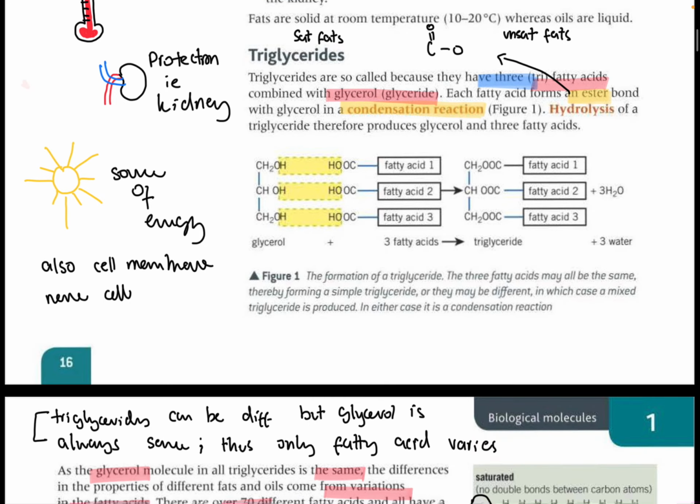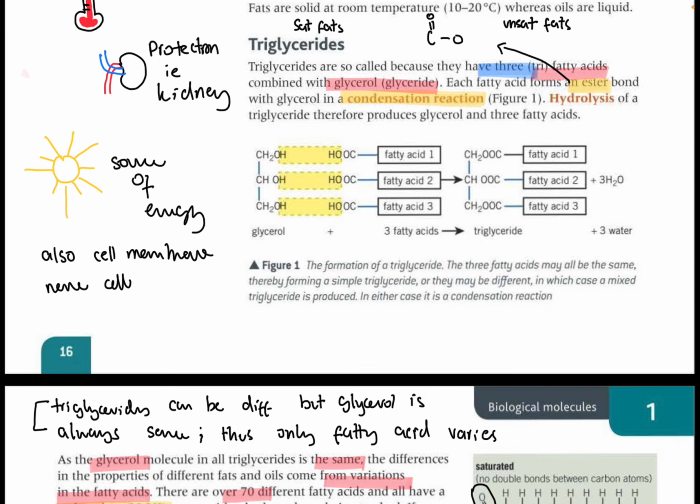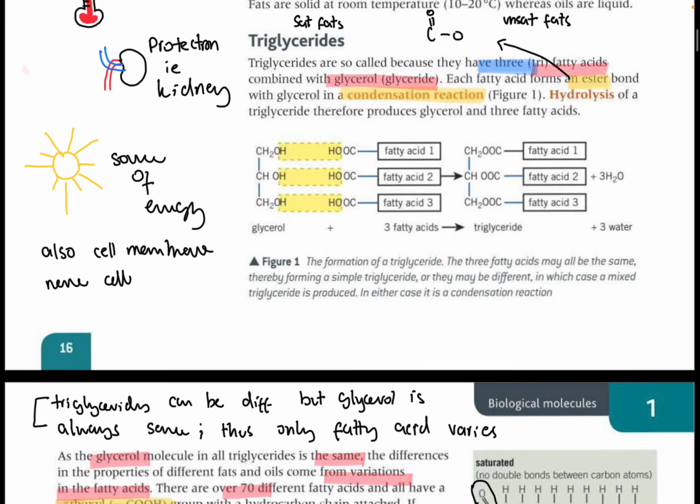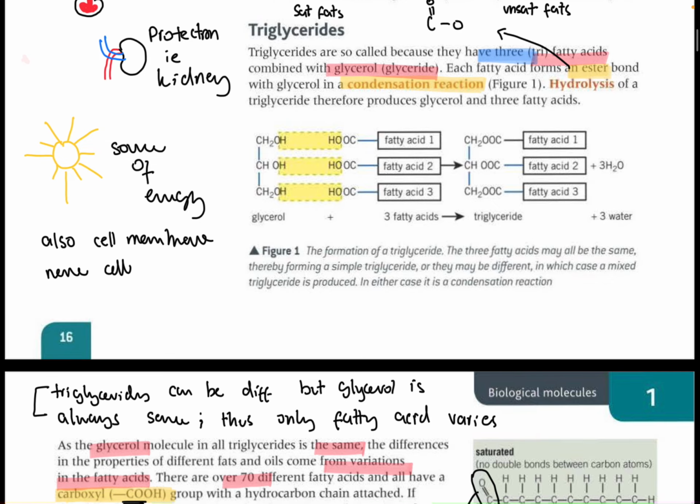So next up, we're going to be going over triglycerides. Now, triglycerides are so called because they have 3 fatty acids and a glycerol. I feel like it's pretty straightforward. Now, each fatty acid forms an ester bond with the glycerol in a condensation reaction. And so, in order to go from fatty acid and glycerol to the triglyceride, we need to undergo a condensation reaction. 1 molecule of water is produced.